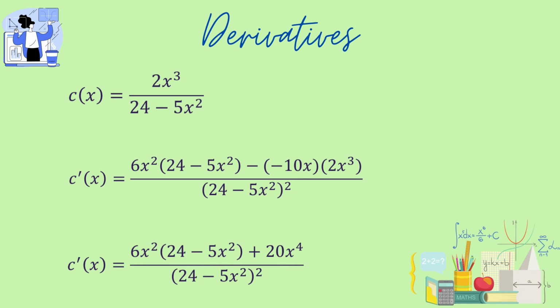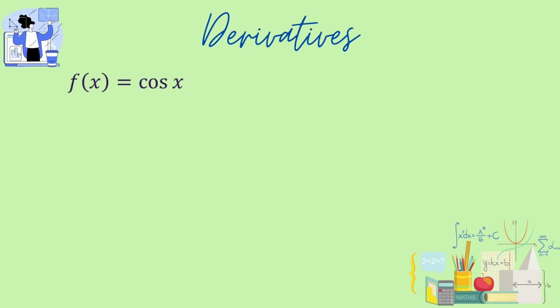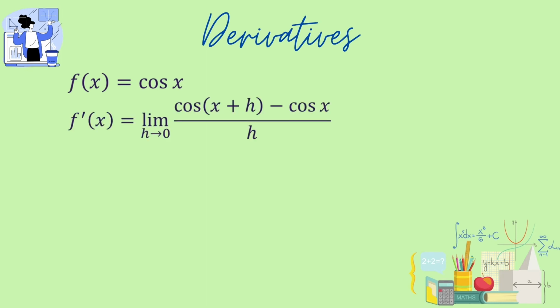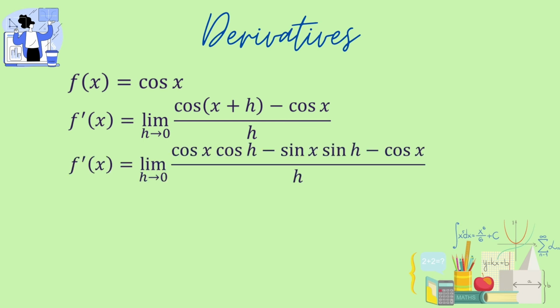The definition is also applicable to trigonometric functions. Given f of x equals cosine of x, f prime of x is equal to the limit as h approaches 0 of cosine of x plus h minus cosine x all over h. Do you remember what cosine of a sum is? It is equal to cosine of x times cosine of h minus sine of x times sine of h.